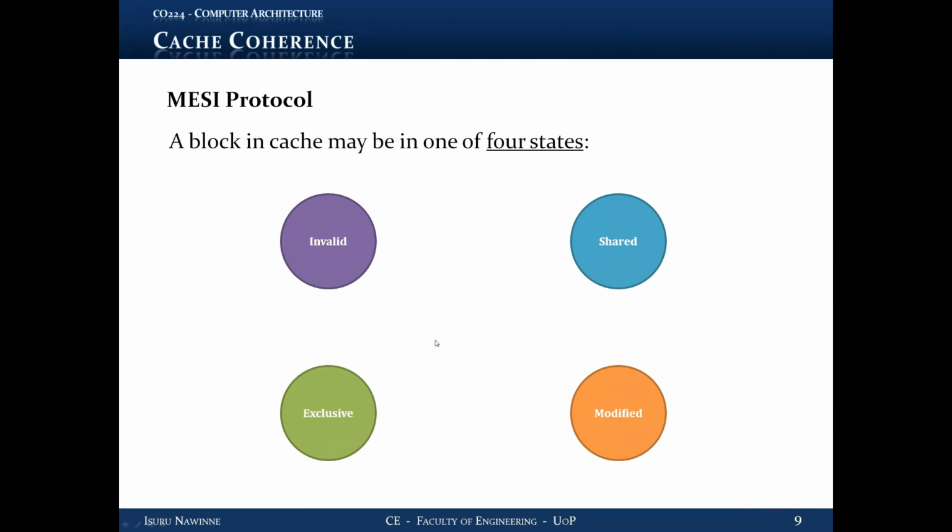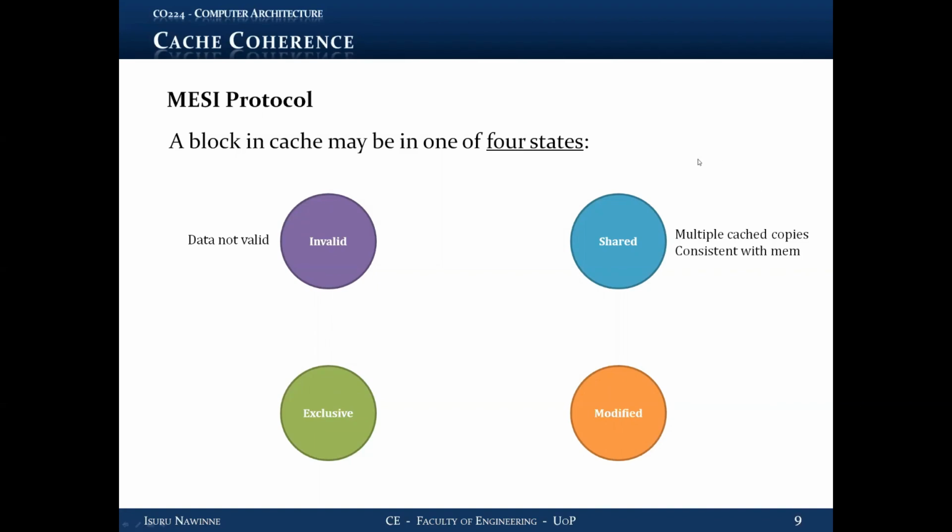So what are these states? What are the meanings of these states? Invalid, as the name suggests, means the data is not valid. If a block in a cache is marked invalid, then that data is not valid and the processor can't use that data. If the state is shared, that means multiple caches have copies of this same block, and the value is consistent with the memory.